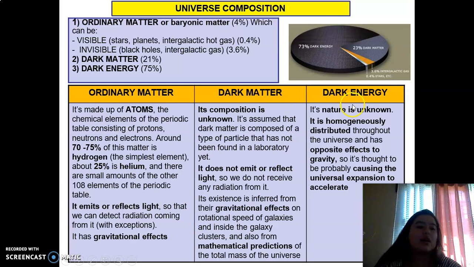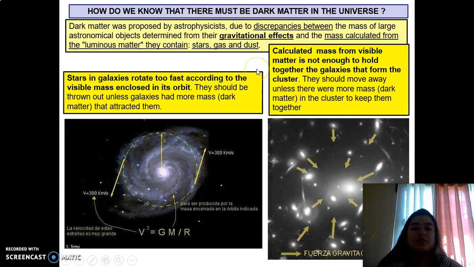And the last one, dark energy, is unknown. It's homogeneously distributed throughout the universe and has opposite effects to gravity. So it's thought to probably be causing the universe's expansion to accelerate. This is the universe composition.